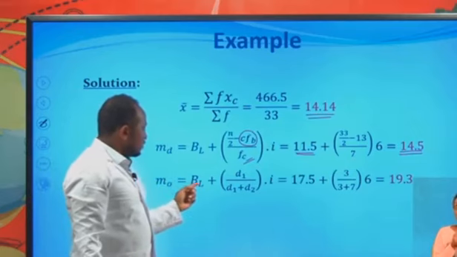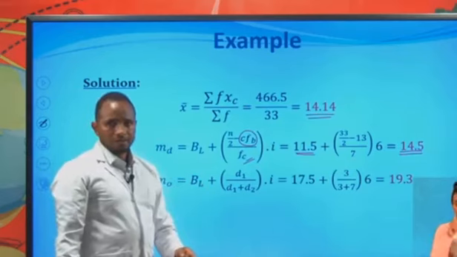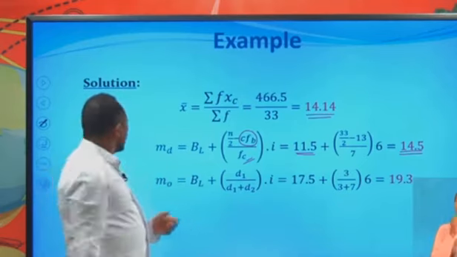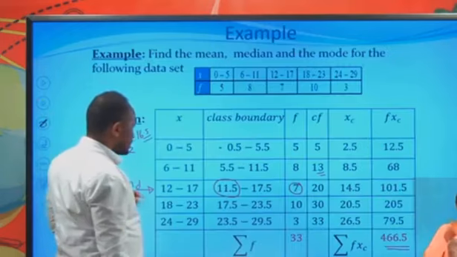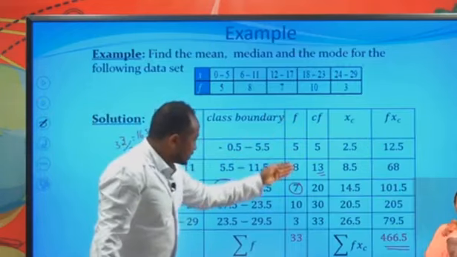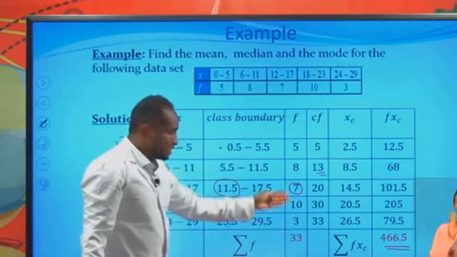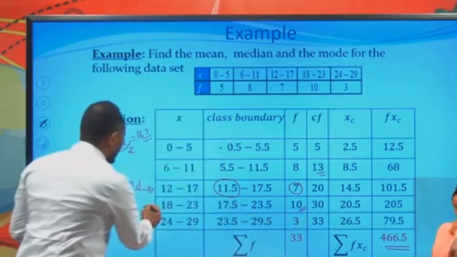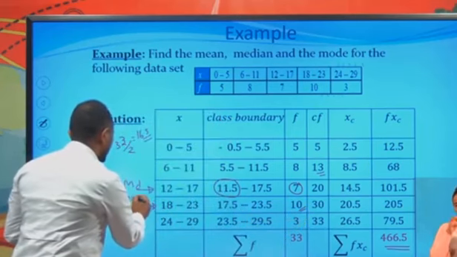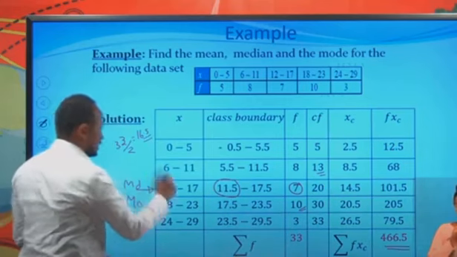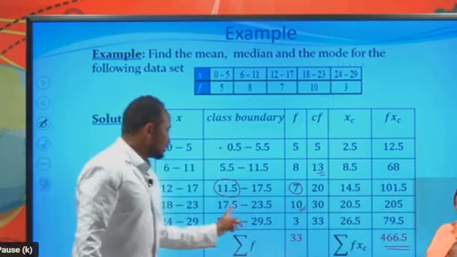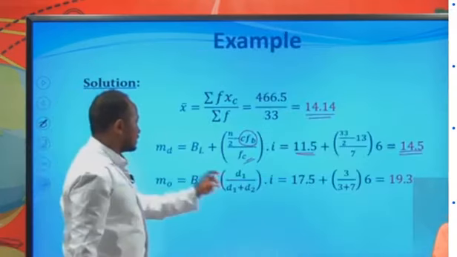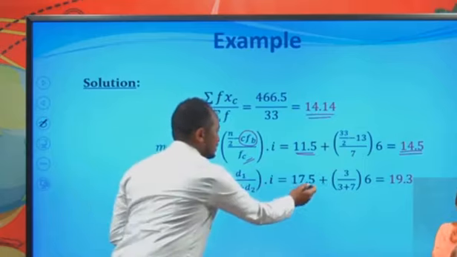So to calculate the mode, we need to find the modal class. The modal class is the class with the highest frequency. From this set of frequency, the highest one is 10. Therefore, this is the modal class. Its lower class boundary BL is 17.5.